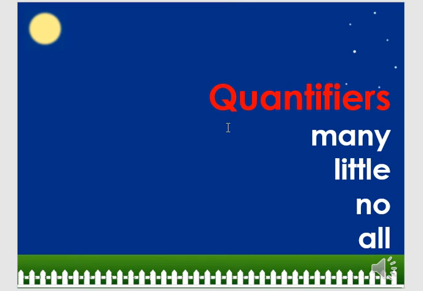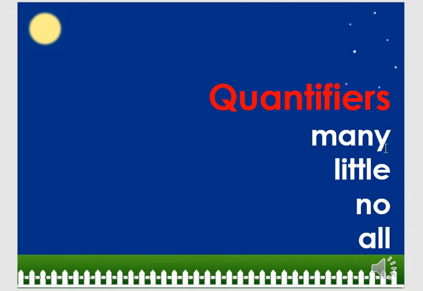Good afternoon, children. Today, for English, we're learning about quantifiers. Now, quantifiers are basically words that tell us how much or how many, right? Basically, the quantity of things. For this lesson, we are focusing mainly on the definition. That means what quantifiers are and how we actually use them in our sentences.